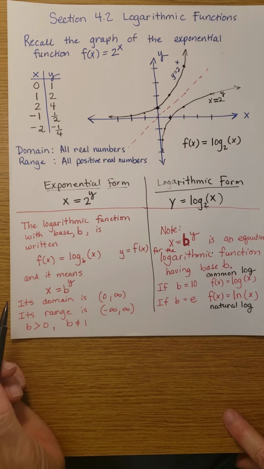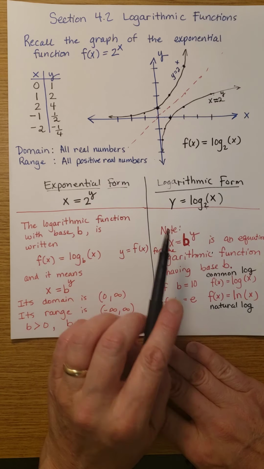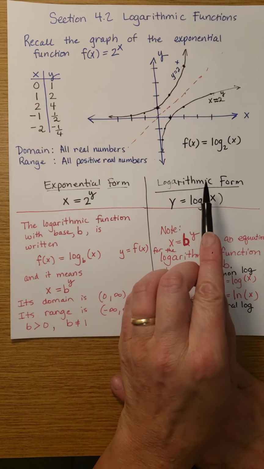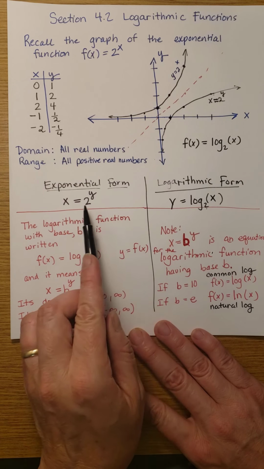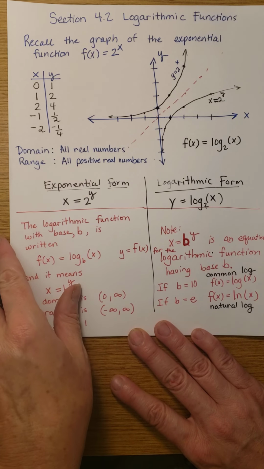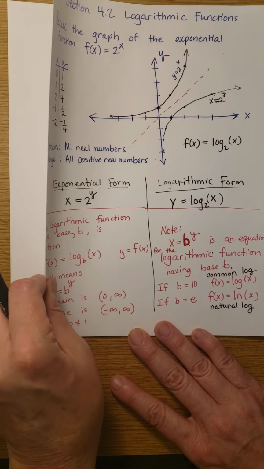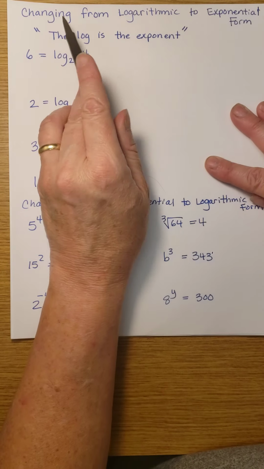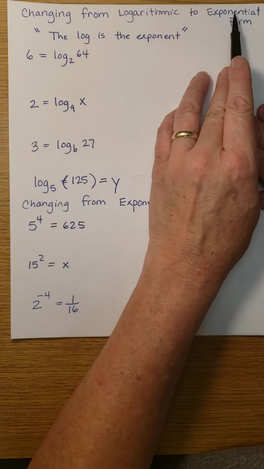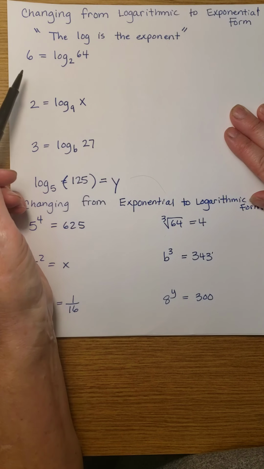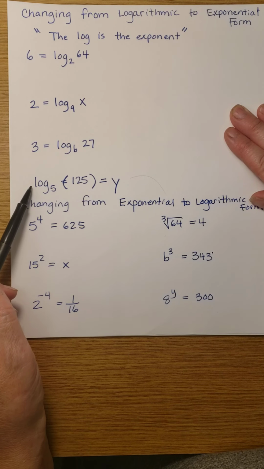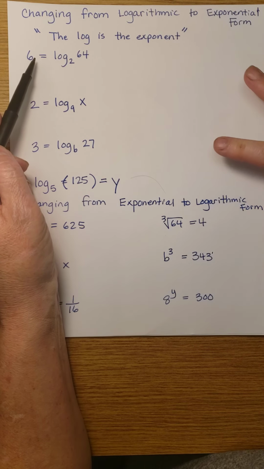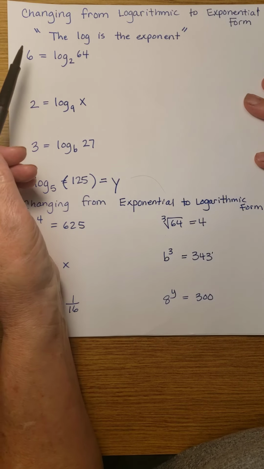And you will recall that logarithmic functions have exponential form and logarithmic form, and we need to be able to go back and forth between the two forms. They mean the same thing, so we're going to do some examples of how to go back and forth between the two. First we're going to talk about changing from logarithmic to exponential form. You'll see all of these equations have logs in them. So that means that they are in logarithmic form. And now we're going to write them in exponential form.